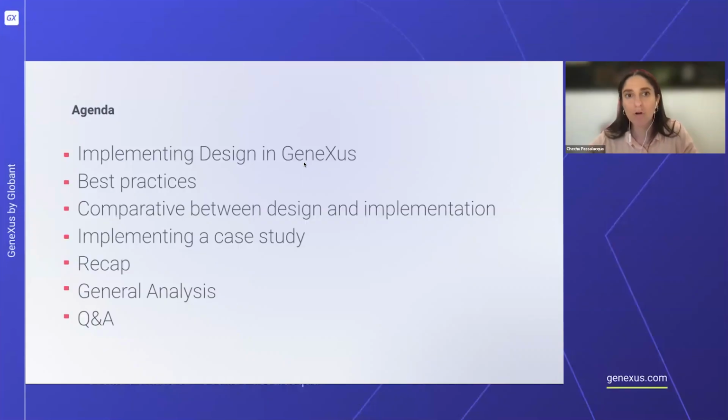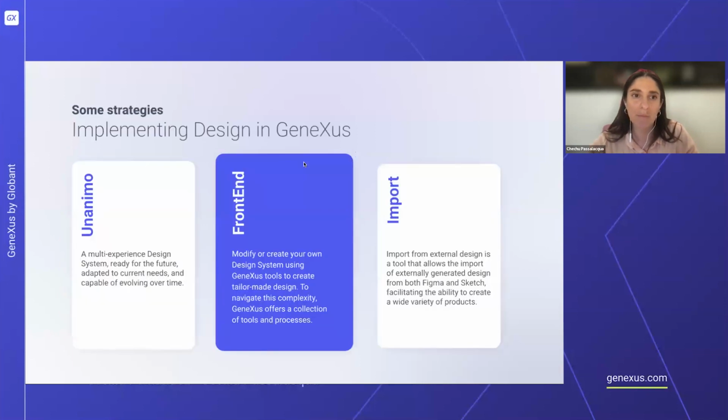This will be our agenda for today. First, we're going to be providing some context about the options and the different ways in which we can include design in GeneXus. Then we're going to be talking about best practices, especially in the relationship between designer and front-end developer. After that, we're going to have a case study. We're going to compare a small case study that is very, very small, but it's going to be very useful to analyze different cross-cutting aspects. And then we're going to do a recap, and then we're going to have a Q&A session.